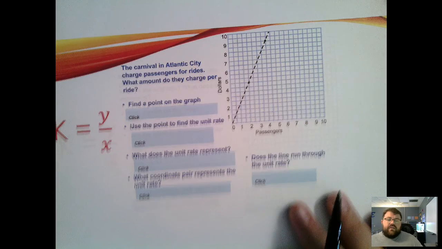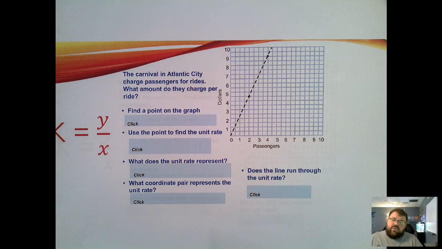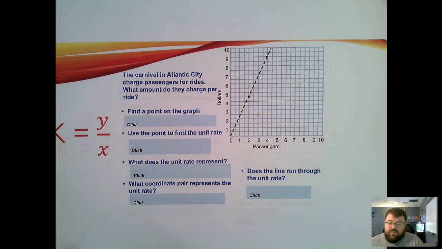Okay, now let's look at this. The first thing I would want you to do is, let's look at our graph. It's proportional. How do I know that it's proportional? Pause the video and answer the question.